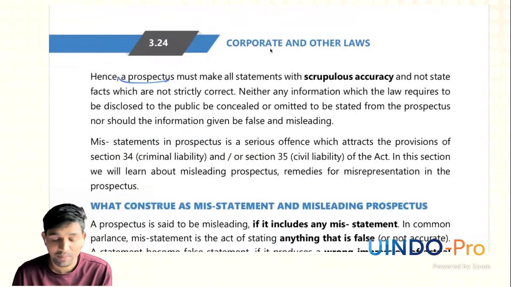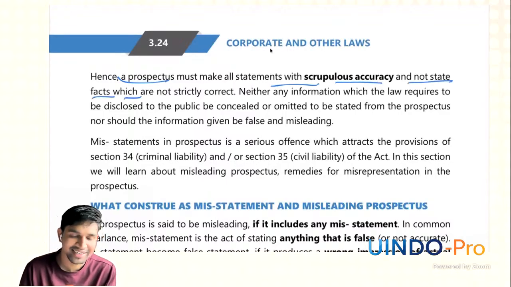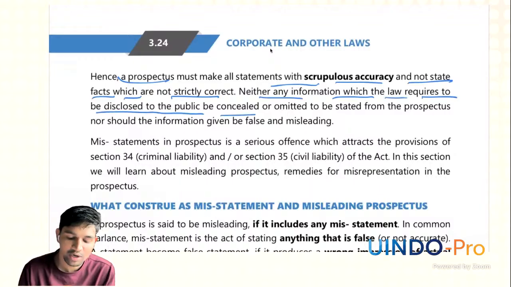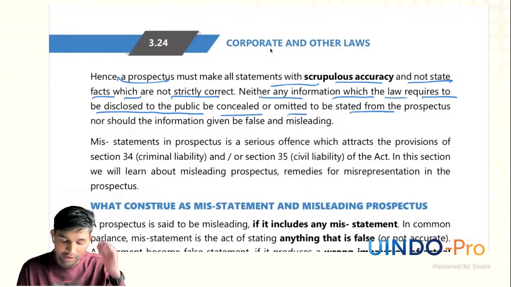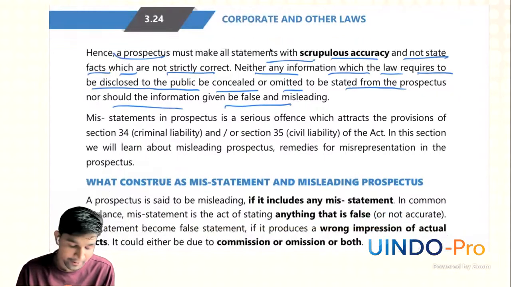Hence, a prospectus must make all the statements with scrupulous accuracy and not state facts which are not strictly correct. Neither should any information which the law requires to be disclosed to the public be concealed or omitted from the prospectus, nor should the information given be false or misleading.